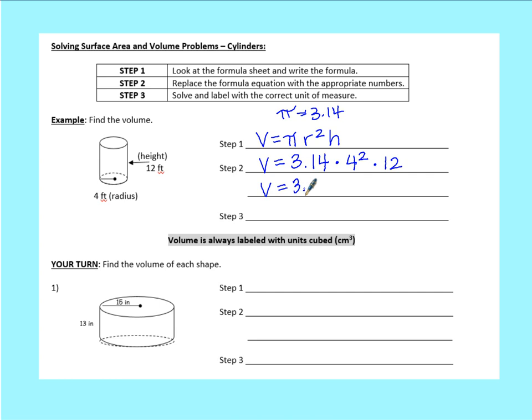That means we bring down 3.14 times 4 squared is 16. So I'm going to replace 4 squared with 16 and then multiply by 12. And at this point, then you can type the rest of that into your calculator, just multiply everything together. And for this volume, we're going to get 602.88 centimeters cubed. Go ahead and pause the video, finish writing that one down, and then go ahead and try the second one, the your turn, by yourself.